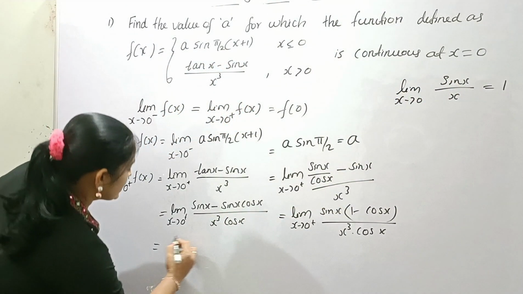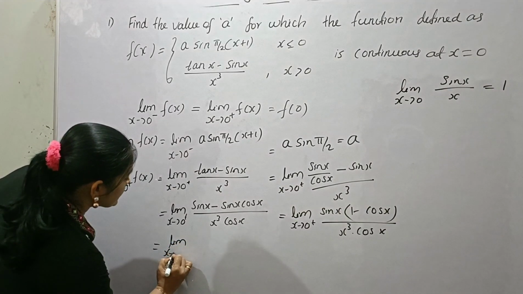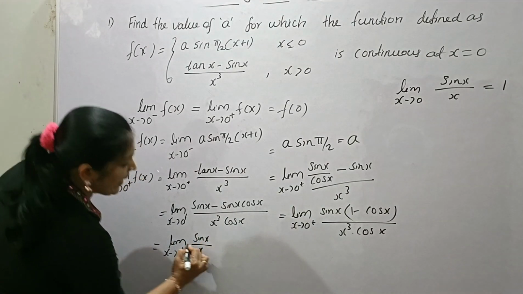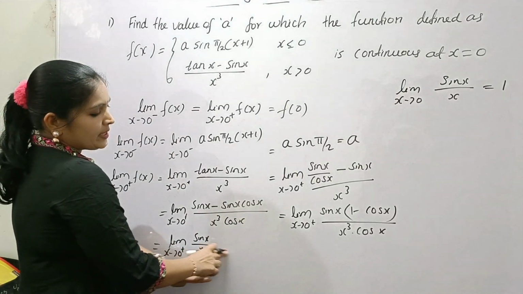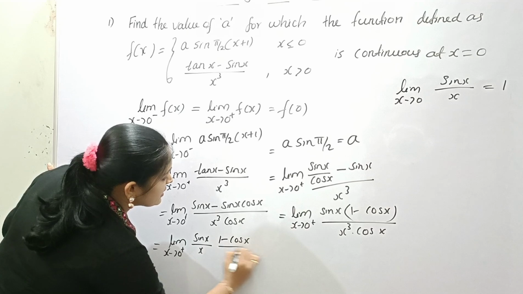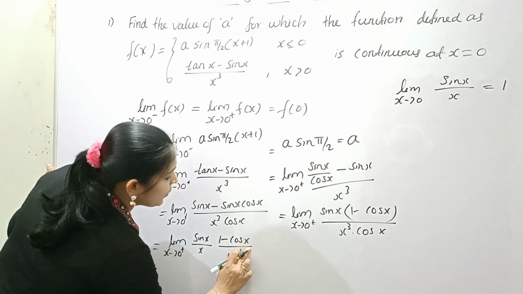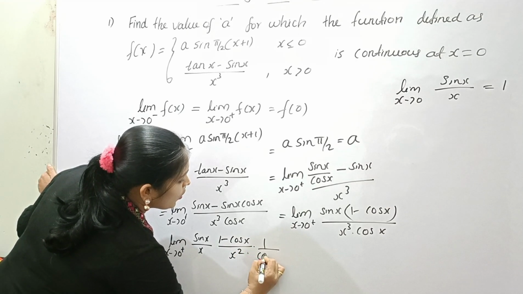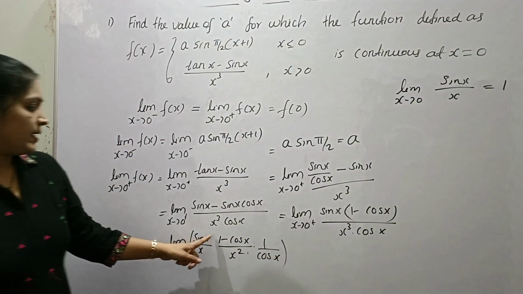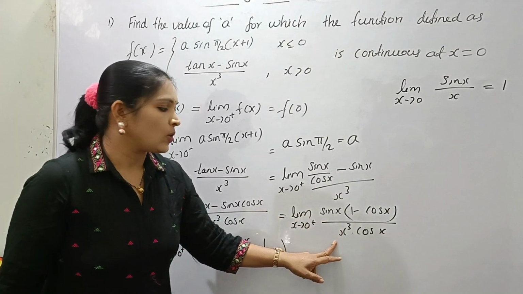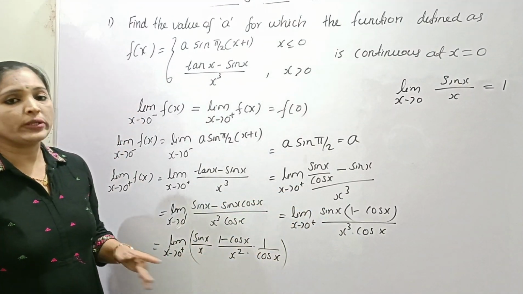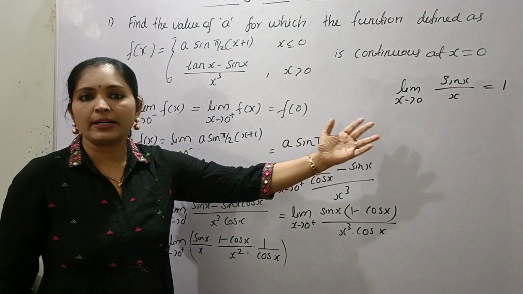See here we can write it as limit x tends to 0 plus sin x divided by x. Denominator remaining, so I will write 1 minus cos x divided by x square, into 1 by cos x. Sin x divided by x, x cube is x into x square, right? So sin x by x, so that we can apply this standard limit, right?